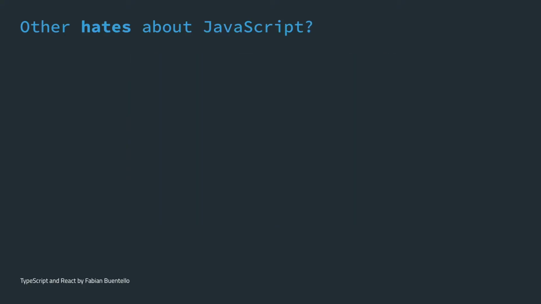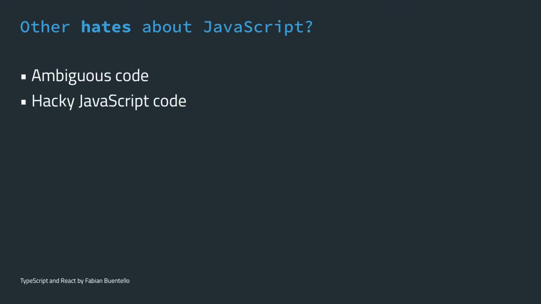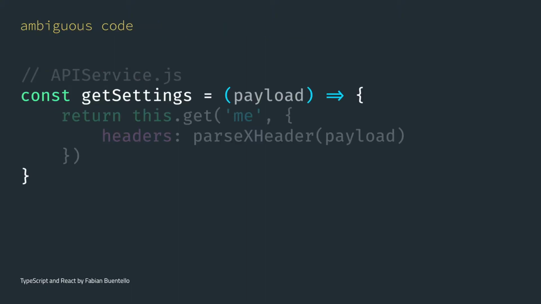So, other things that I hate about JavaScript: ambiguous code and hacky JavaScript code. So what does that mean exactly? I'm gonna paint a picture for you here. Let's pretend we just got dropped into a JavaScript project at work, and you didn't write any of the code. By the way, I'm actually painting a real life scenario that I went through.